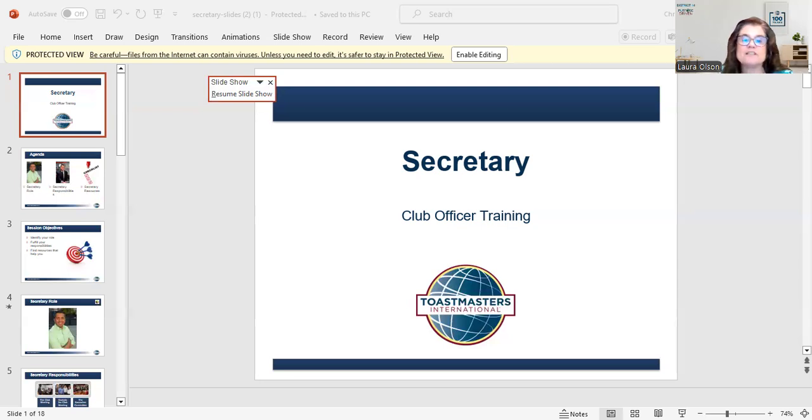You also have to make sure as a secretary that if you are not the one who's going to be submitting the newly elected club officer listing, if another officer is, you want to make sure that it's done. Sometimes it's the outgoing secretary, sometimes it's the incoming. But again, you want to make sure that that is submitted so that you get part of DCP goal number 10.